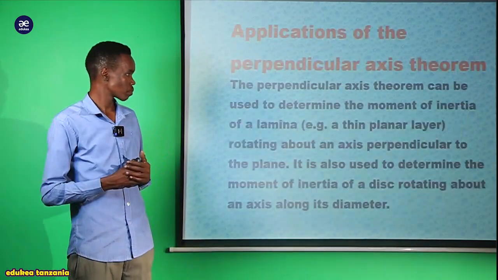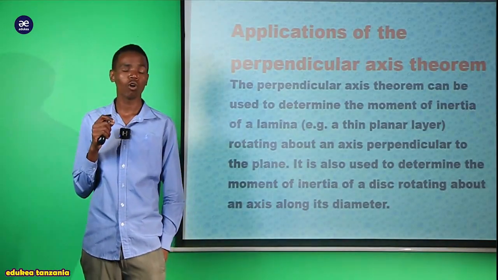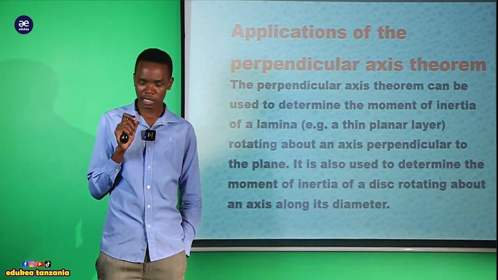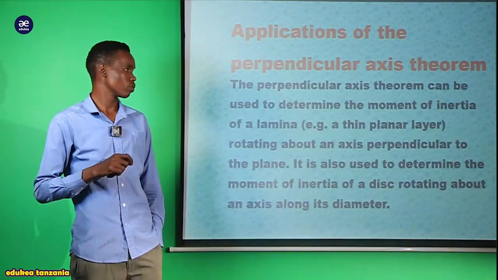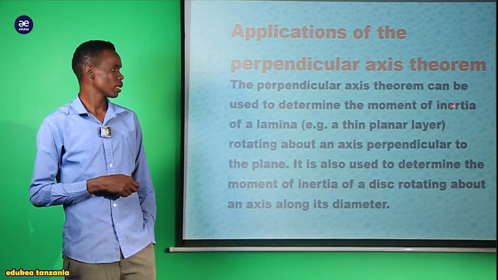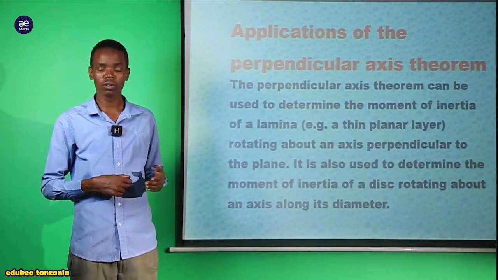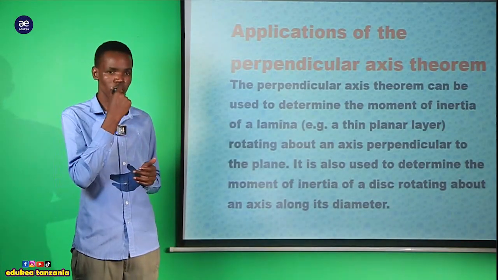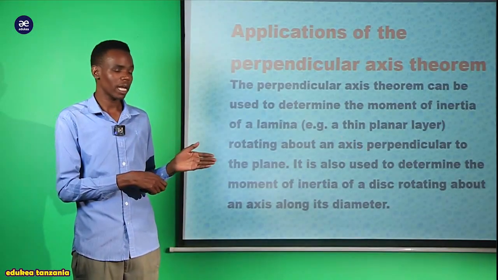So after this, let us try to see the application of the perpendicular axis theorem, how the perpendicular axis theorem is applicable in our daily life. This is what we are going to observe. So the perpendicular axis theorem can be used to determine the moment of inertia of a lamina. This perpendicular axis theorem helps us to determine the moment of inertia of a lamina, as we try, e.g.